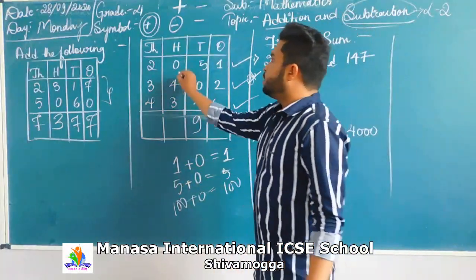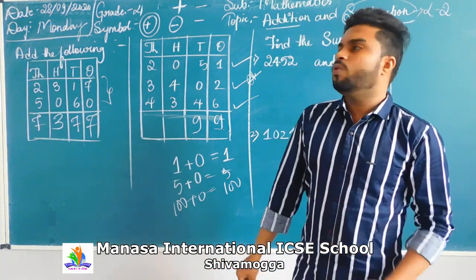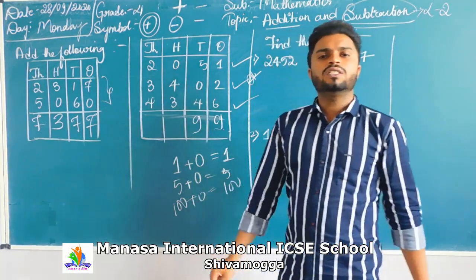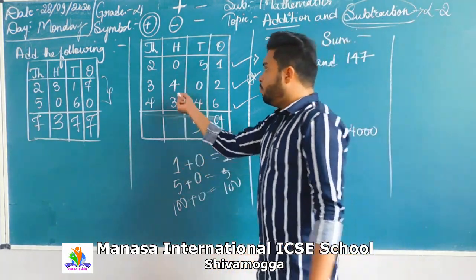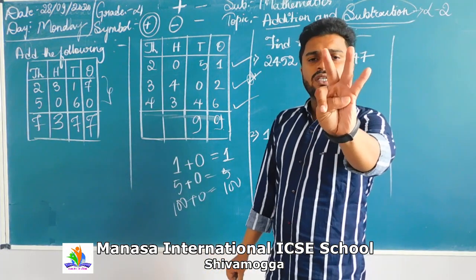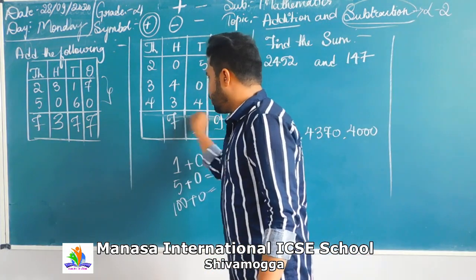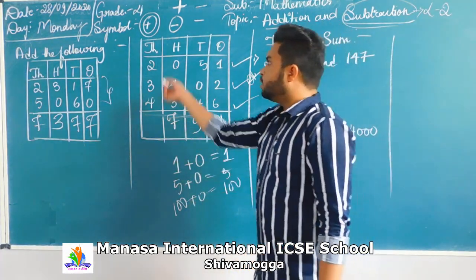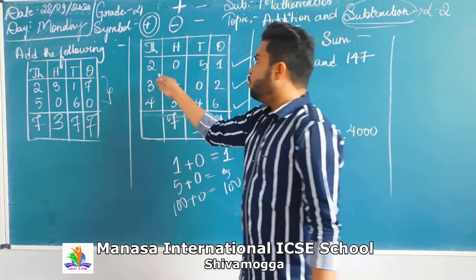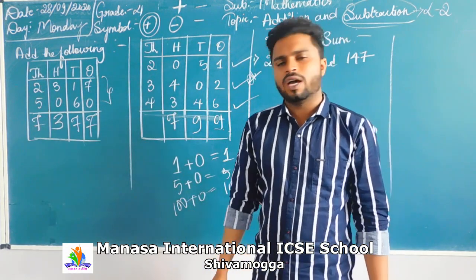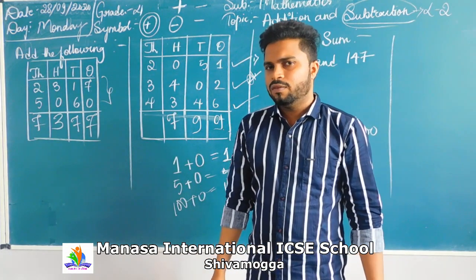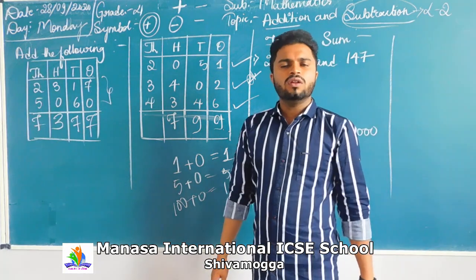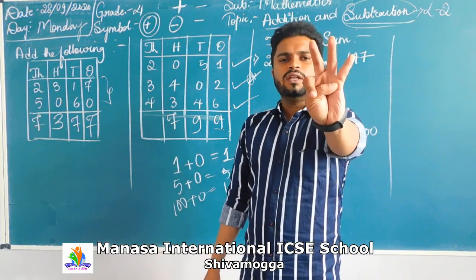Next, in the hundreds place we have 0 and 4. 0 plus 4 is 4. 4 plus 3 is 5, 6, 7. In the hundreds place we got what? 7. Now coming to the thousands place, look at the board. 2 plus 3 is 5. Yes. 5 plus 4 is 6, 7, 8, 9.